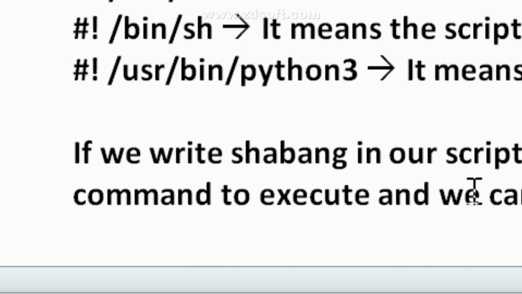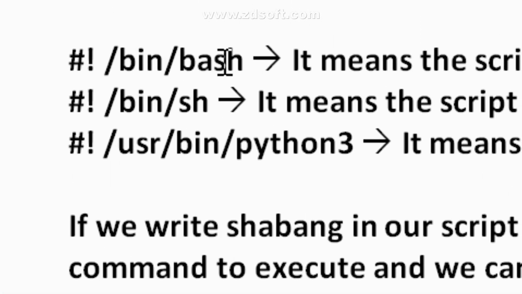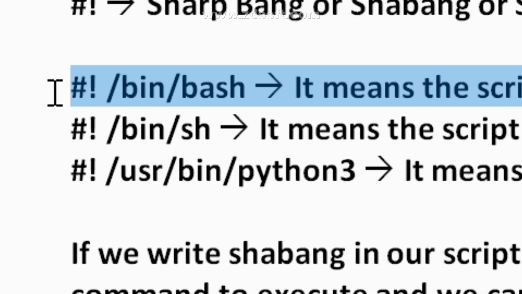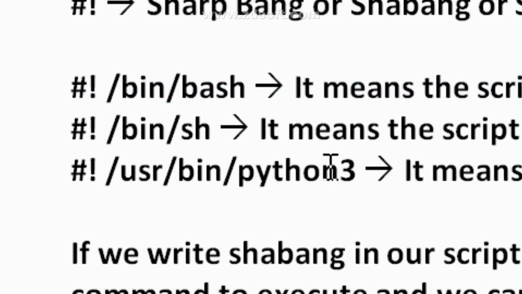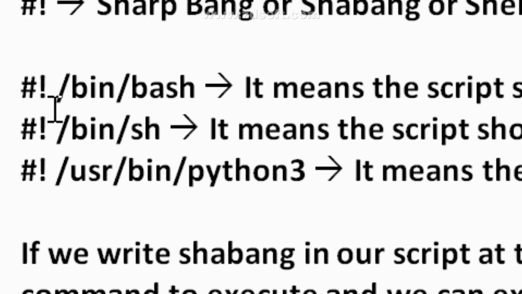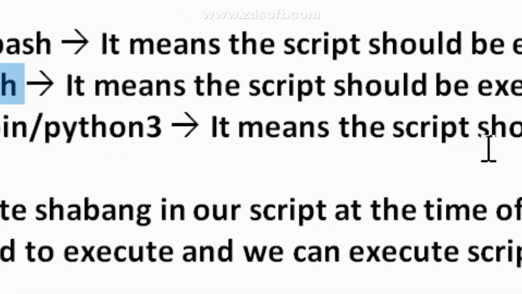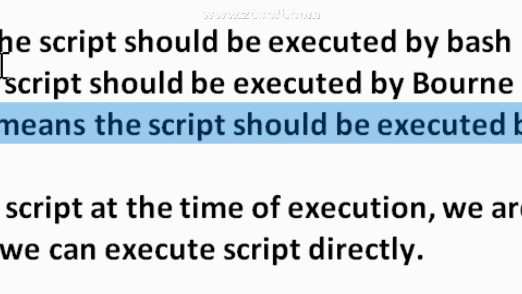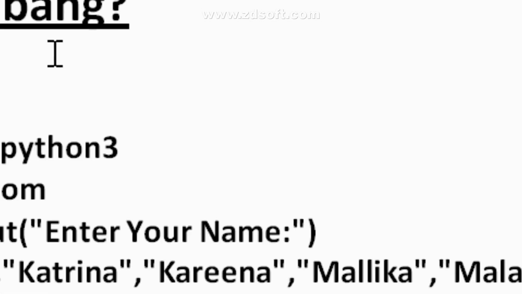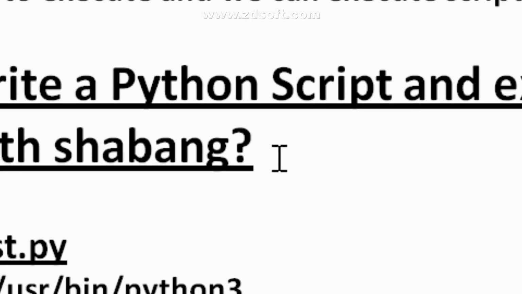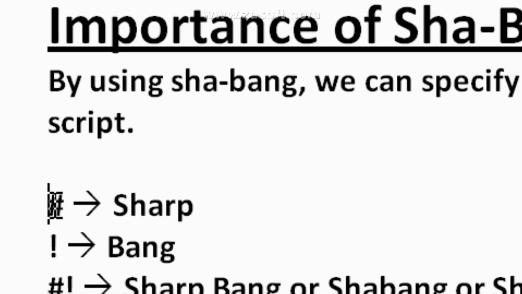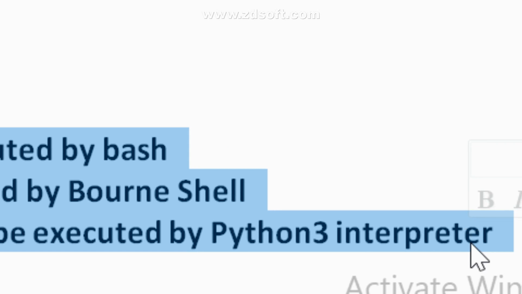Shebang means if we add shebang /bin/bash, this means the script should be executed by bash. Suppose you want to execute your script with the Bourne shell, in that case /bin/sh. Suppose you want to execute your script with the Python interpreter, in that case we can use this one. This is only an example. It is based on requirement, we can use any one. Clear, guys? Anyone any doubt here? No, sir. Clear.